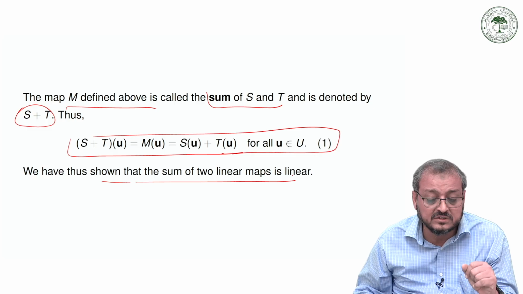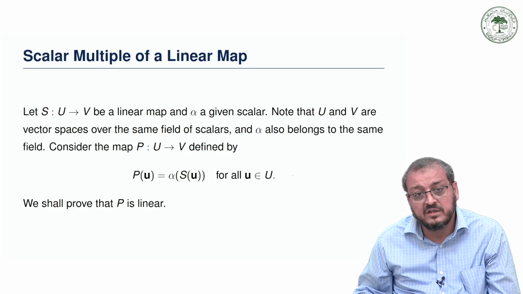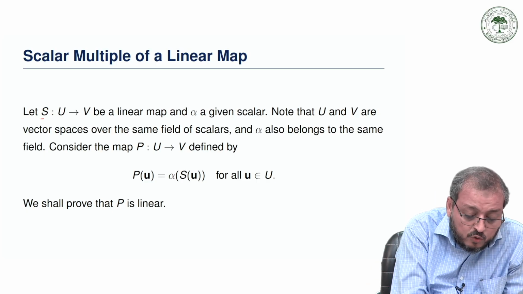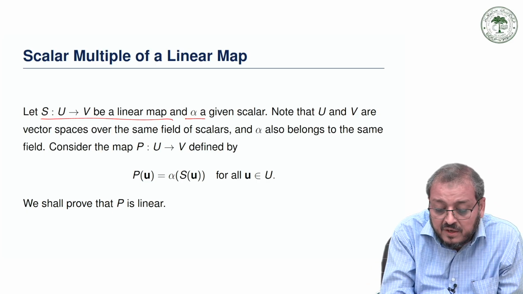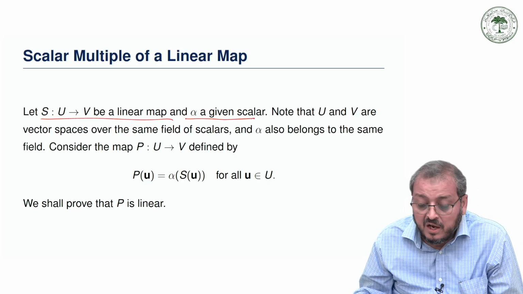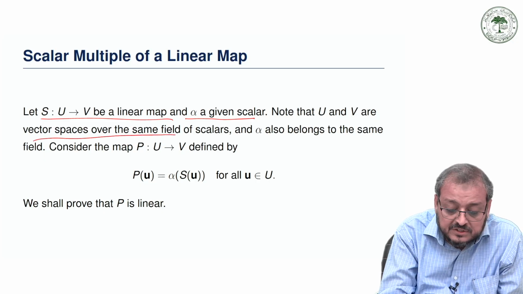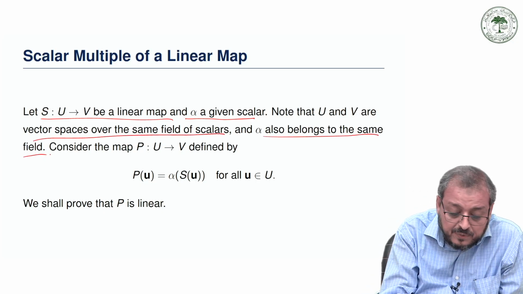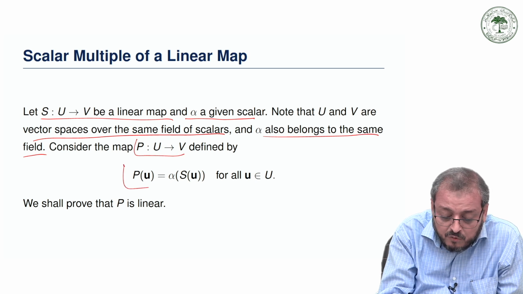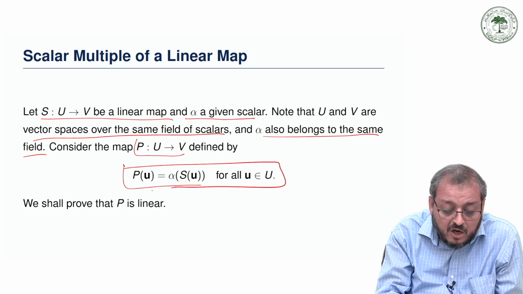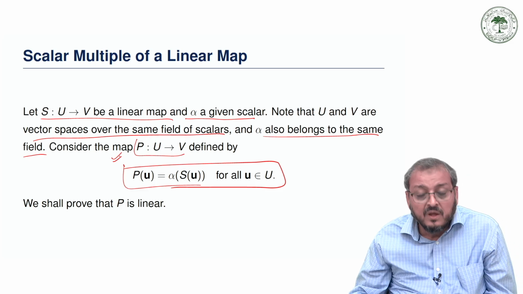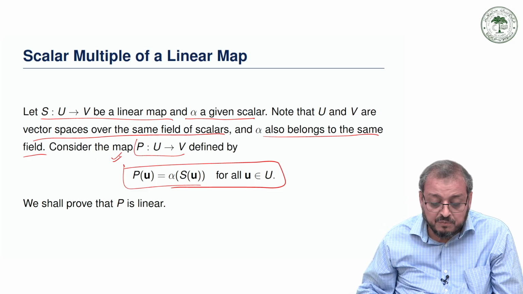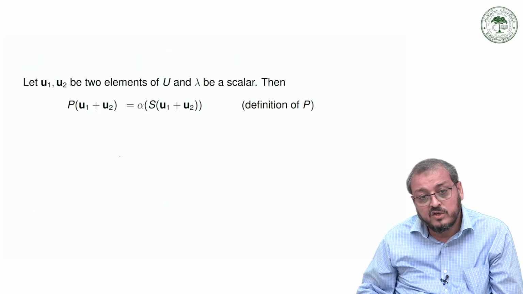Okay, now we consider the scalar multiple of a linear map. Let S from U to V be a linear map, and alpha be any given scalar. U and V are vector spaces over the same field of scalars, and alpha also belongs to the same field. Now consider a map P from U to V defined in this form. Now we try to show that this P is again a linear map. So to show P is a linear map, we use the property.